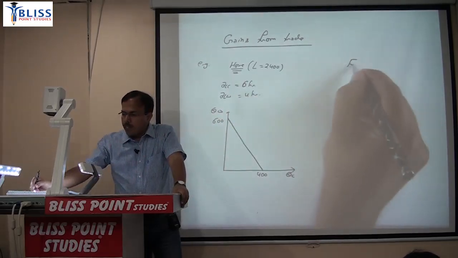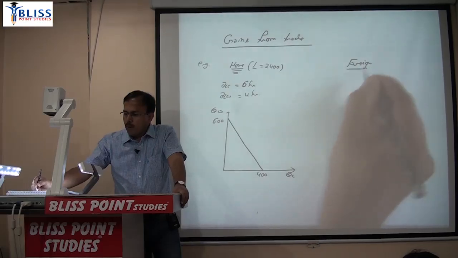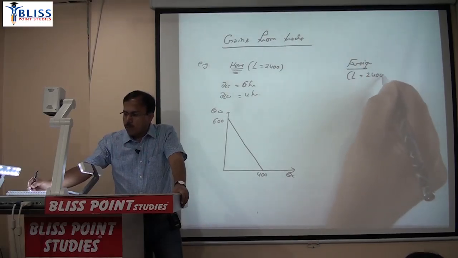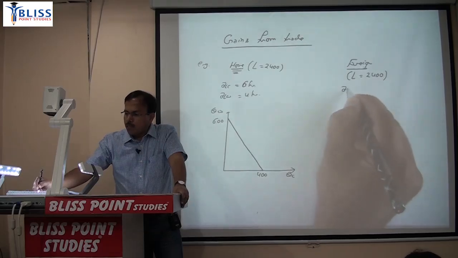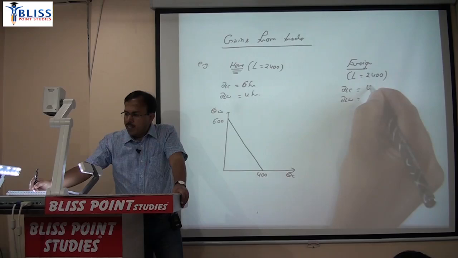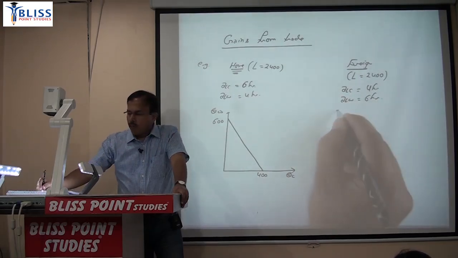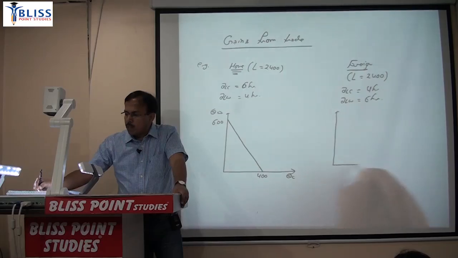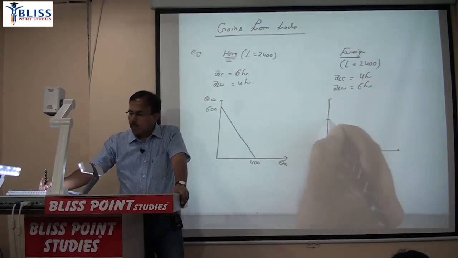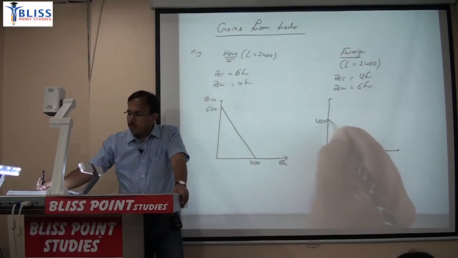And for foreign country, suppose foreign country also has the same amount of labor hours, but the numbers are different. ALC and ALW is different. If this is 4 hours and this is 6 hours here, then for foreign country, what are the possibilities of production? This will be 400 and this number will be 600.